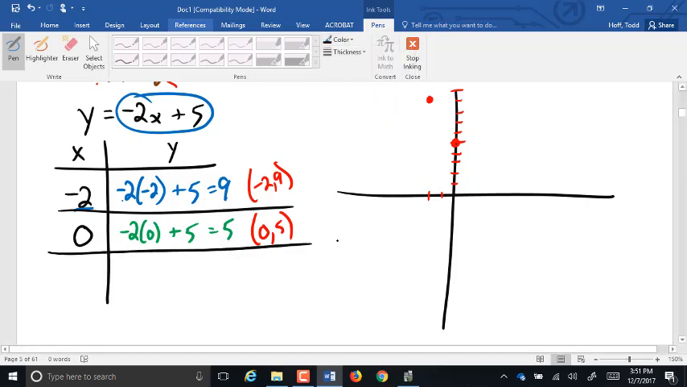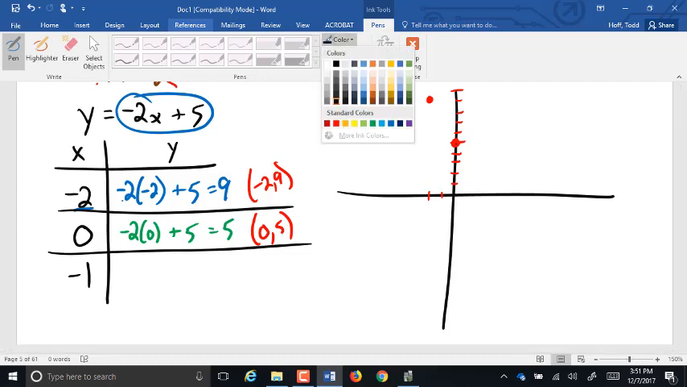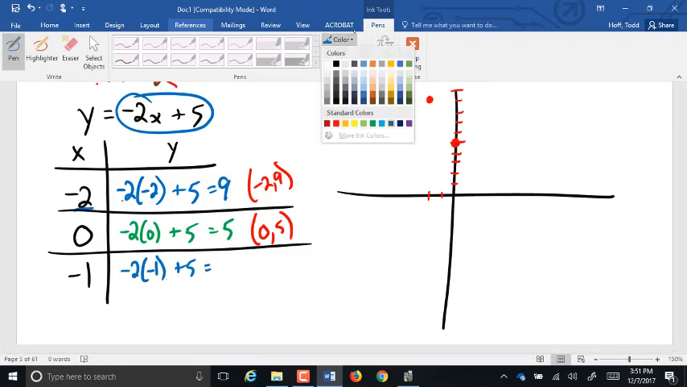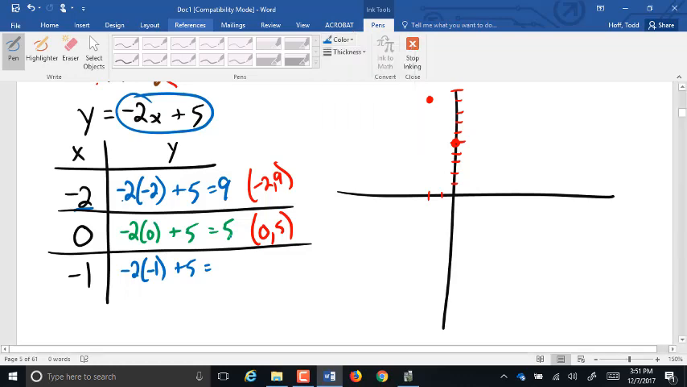Somebody give me another point to try for x. Negative 1, okay. So now we have negative 1 goes in for x. Negative 2 times negative 1 plus 5. Negative 2 times negative 1 is positive 2 plus 5 is 7. So when x is negative 1, y is 7. It's right there.